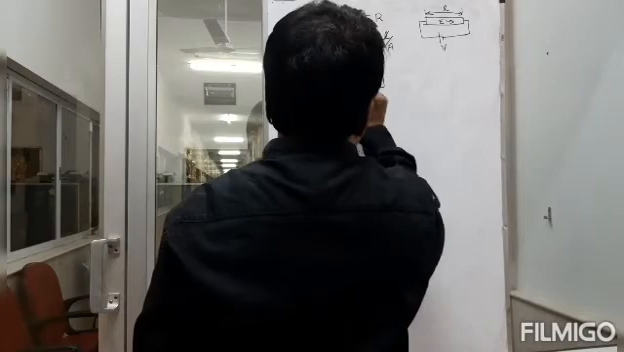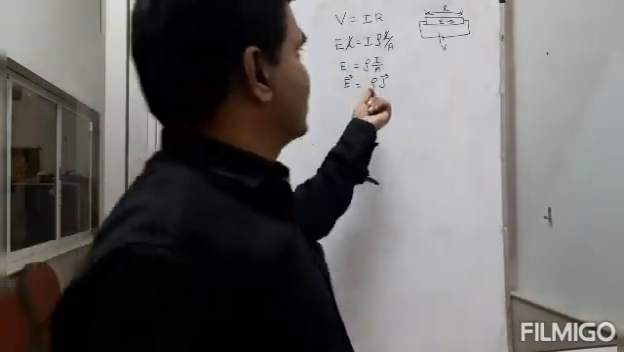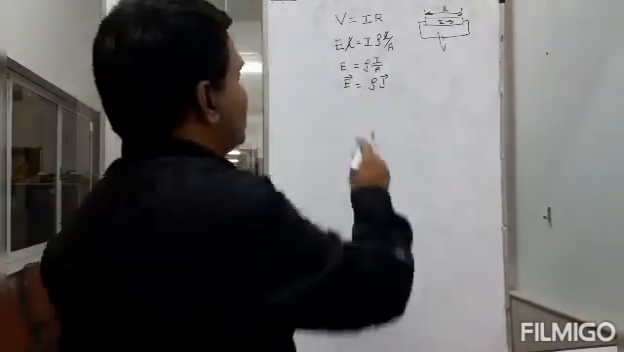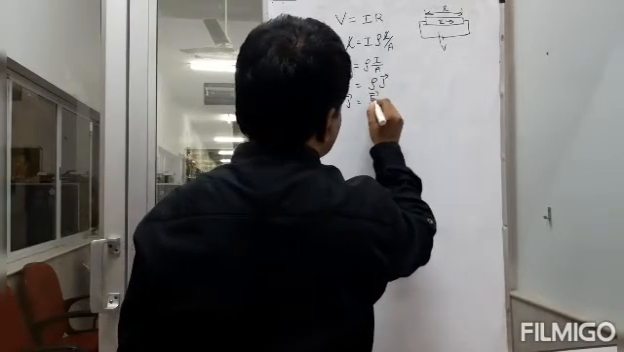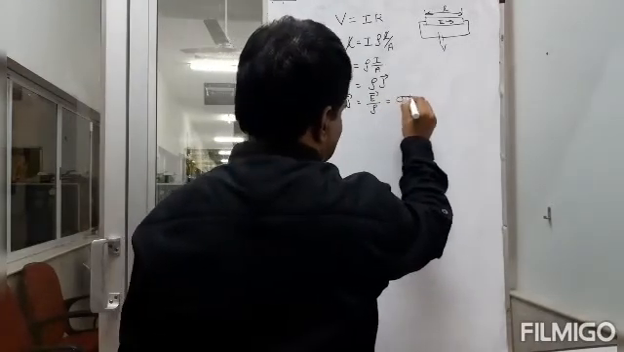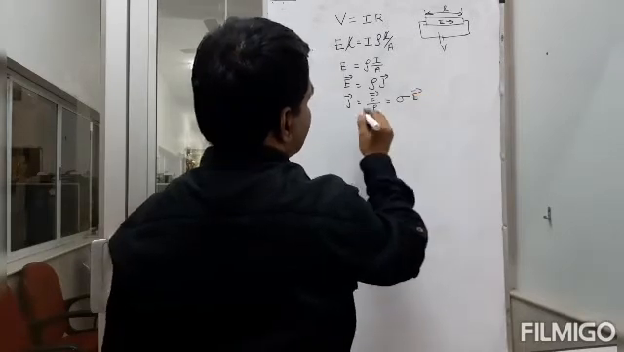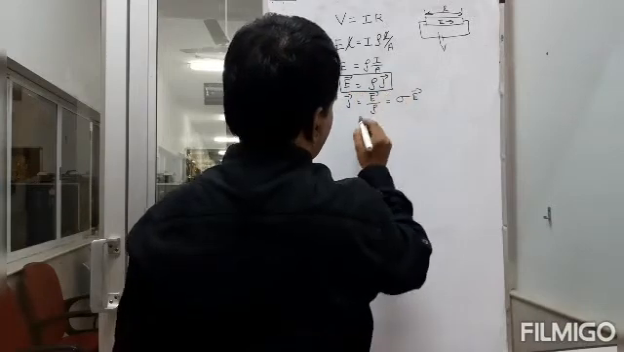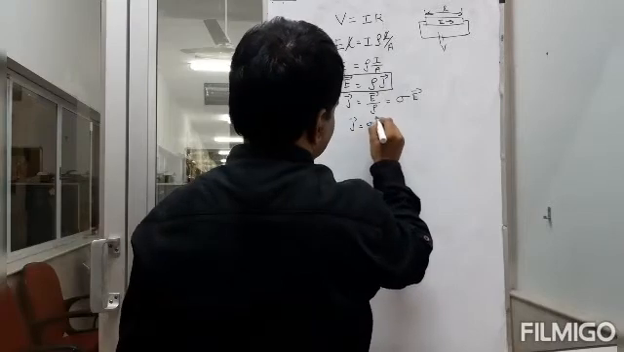Rho doesn't have direction, but J will have direction. So I can write this as E equals rho into J. Or I can write J as E by rho, where rho is resistivity. 1 by rho can also be written as conductivity, sigma, so J equals sigma into E. So I can either write it like this: E is equal to rho J, or J is equal to sigma E.